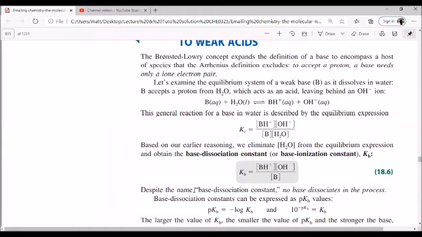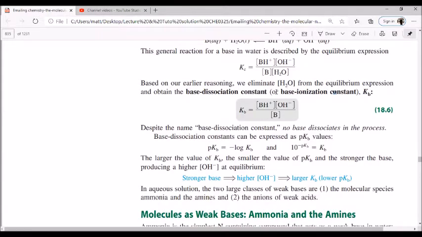Okay, despite the name base dissociation constant, no base dissociates in the process. As you see, base B plus water, there's no dissociation of B. What dissociates actually is H2O. H2O dissociates to form OH minus, and one of the H, which is a proton, is donated to B. Alright. So we see the base does not dissociate. What dissociates is water. That's why we can also use the term base ionization constant.